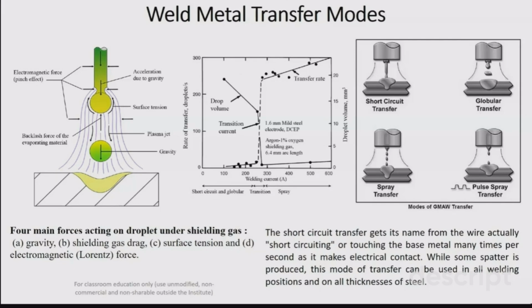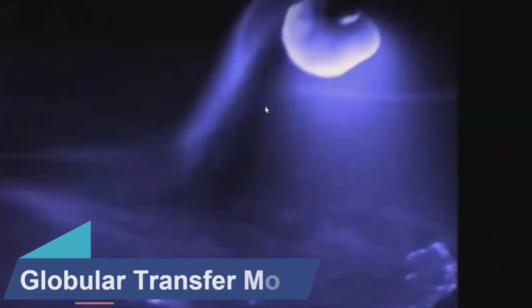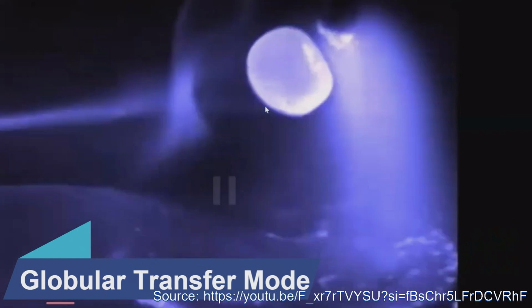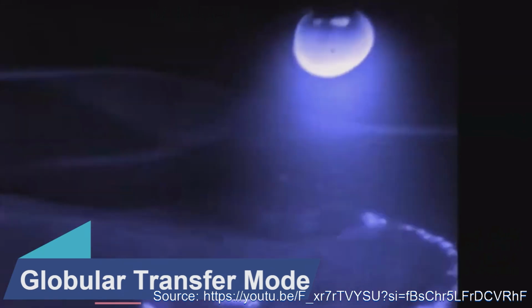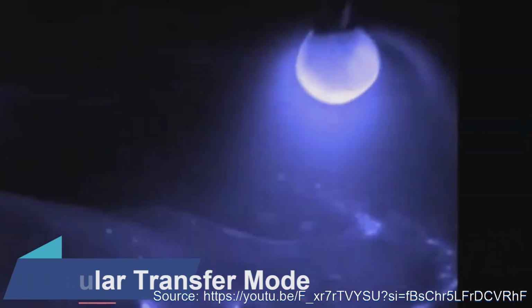Then we have this globular transfer mode, in which you can observe big drops coming out from the melted tip of your electrode, and then it is creating the weld pool, a big size weld pool. This is your globular transfer mode, in which the big droplets are developing on the tip of your melting electrode, and then they detach from the surface one by one.